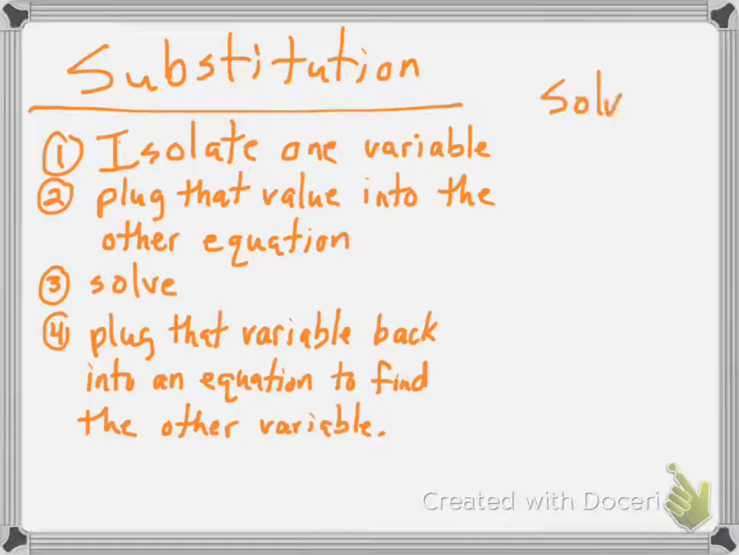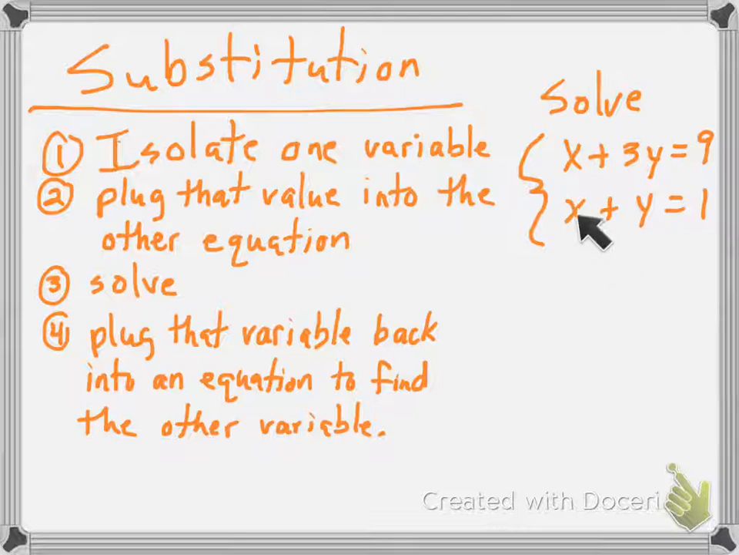Okay, so let's look at what that looks like. So if we were going to solve this system of equations, we have x plus 3y equals 9, and you have x plus y equals 1. Okay, so first you've got to choose which one you're going to isolate. I'm going to go ahead and choose to isolate this x. Okay, just because these numbers are smaller, so I'll use this equation. And really I could have done the x or the y, either one would be the same, so I'm just going to choose to isolate the x.